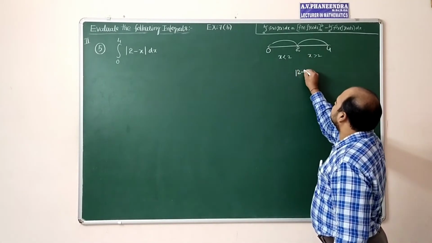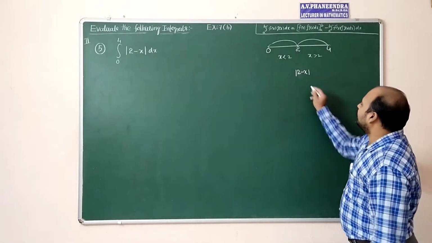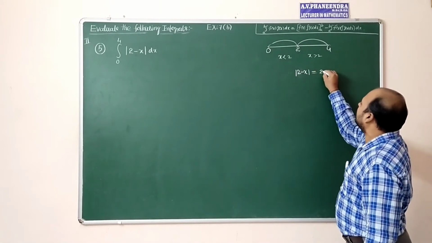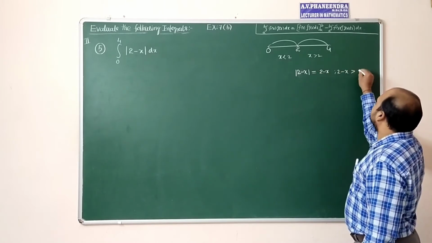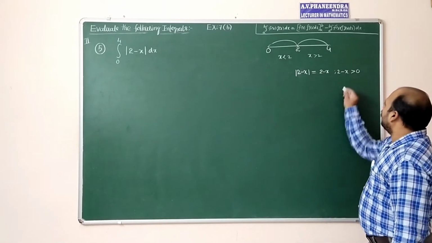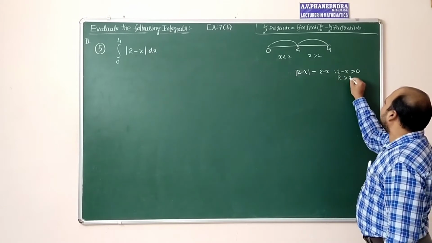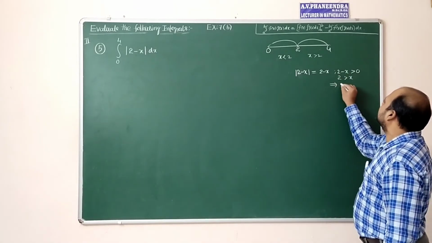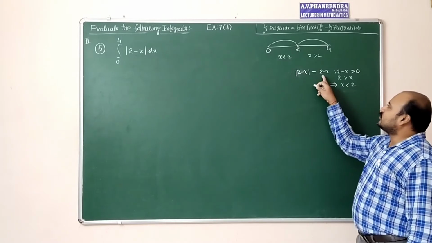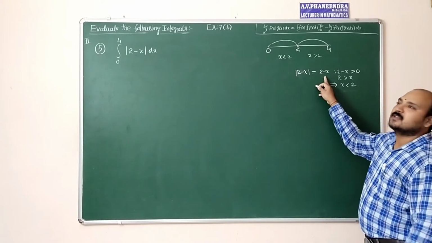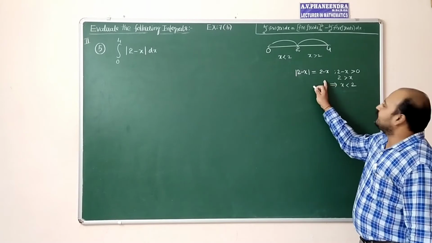After that, mod 2 minus x is equal to 2 minus x when 2 minus x is greater than 0, which means 2 is greater than x, obviously x is less than 2. When x is less than 2, we can write mod 2 minus x as 2 minus x, without mod.